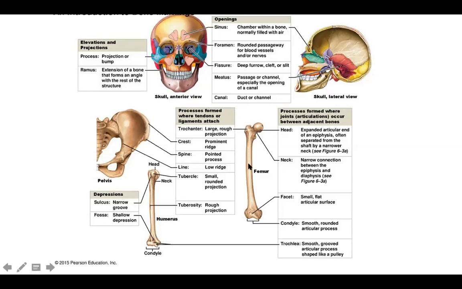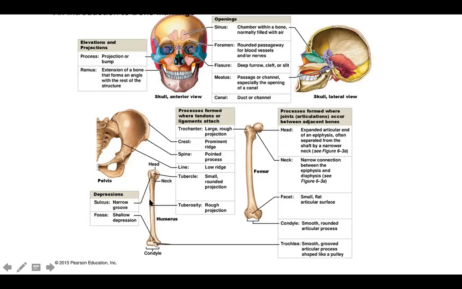And then you have, we'll talk about the shaft of a bone, the diaphysis. You have your head and neck. Okay, and then on your femur, you have a trochanter. You have a greater and lesser trochanters, which are just large projections. For your humerus, you have things called tubercles and greater and lesser tubercles. Okay, those are, again, just rounded projections.